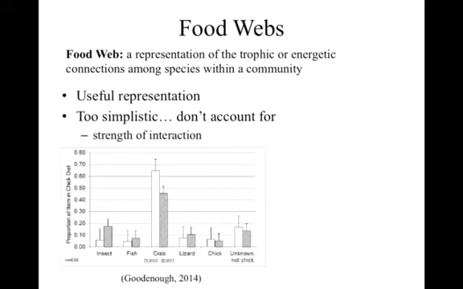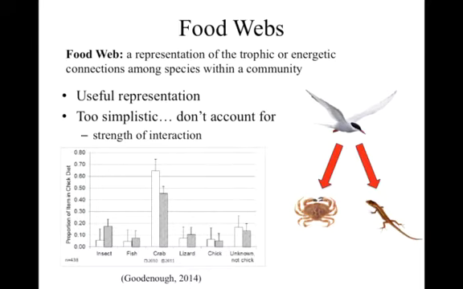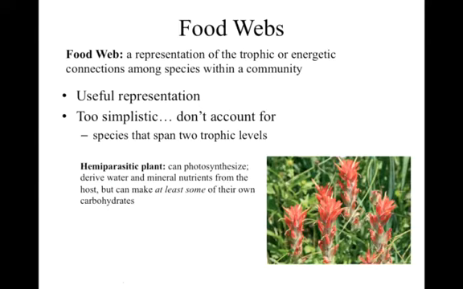But they don't eat the same amount of everything. So if I have a tern up here, I could draw a food web where it eats crabs and it also eats lizards. But the truth is it's eating a ton more crab than it is lizard. And a basic food web doesn't tell you that. It's just going to show you that crabs and lizards are both eaten by terns, and you have no idea that one's eaten more or less. You have no idea of the strength of interaction between those two trophic levels.